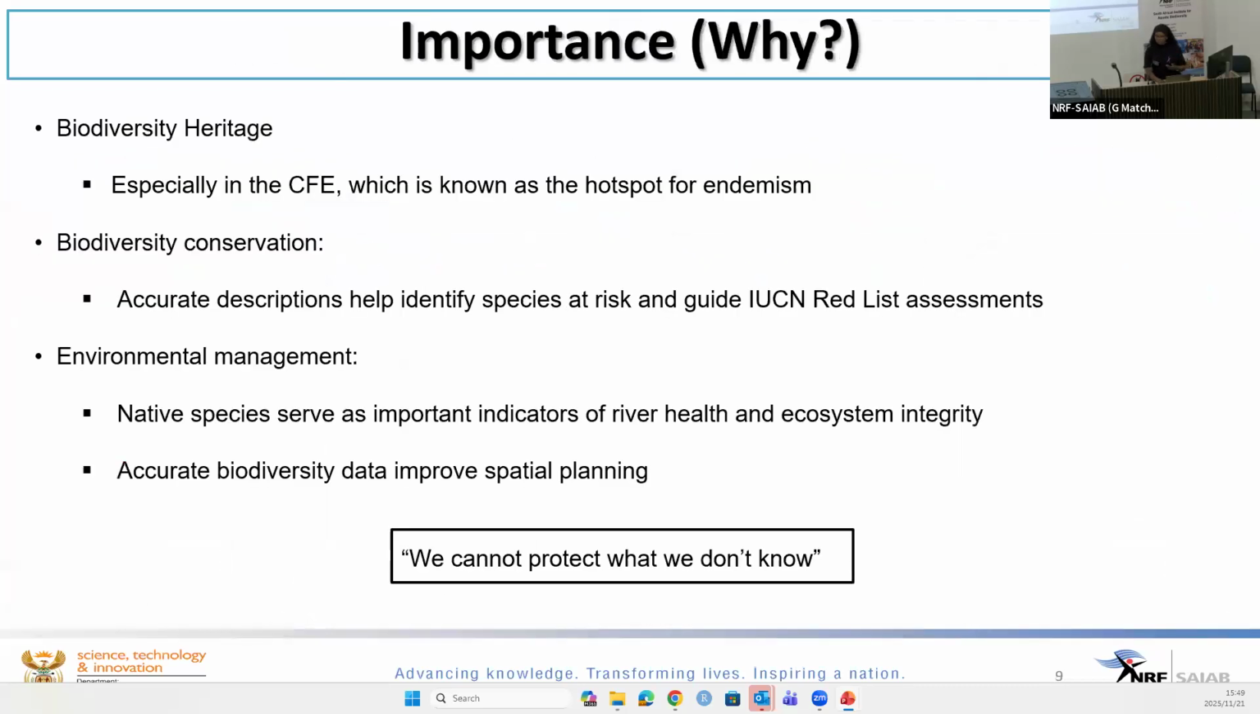So why is it important for us to provide these formal descriptions for the different lineages? Firstly, these lineages are a biodiversity heritage, and this is especially important in the Cape Fold ecoregion because this place is known as a hotspot for endemism. Secondly, it's for biodiversity conservation in that accurate species delimitation helps identify species that are at risk and guides IUCN Red List assessment. Lastly, it's for environmental management in that native species serve as bioindicators for river health and ecosystem integrity, and accurate biodiversity data improves spatial planning. So all in all, we provide these formal descriptions because we cannot protect what we don't know.